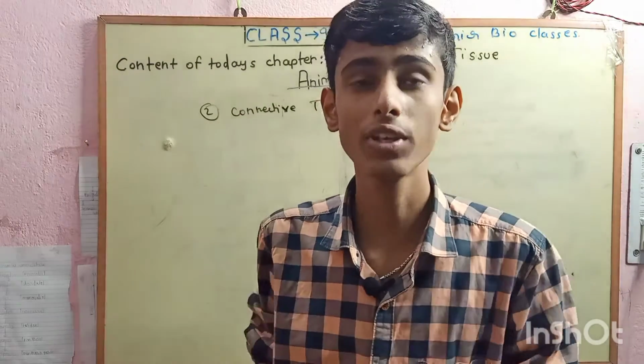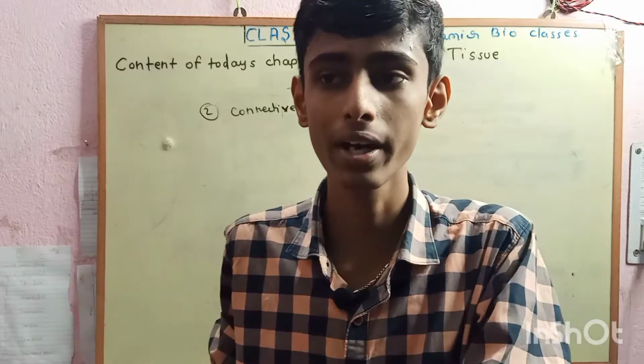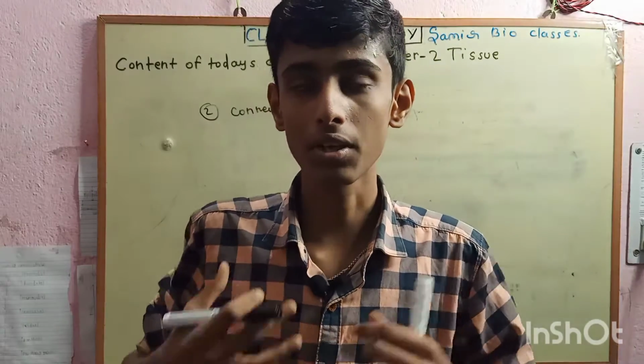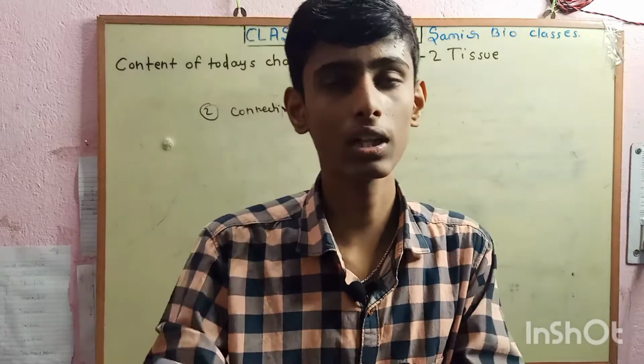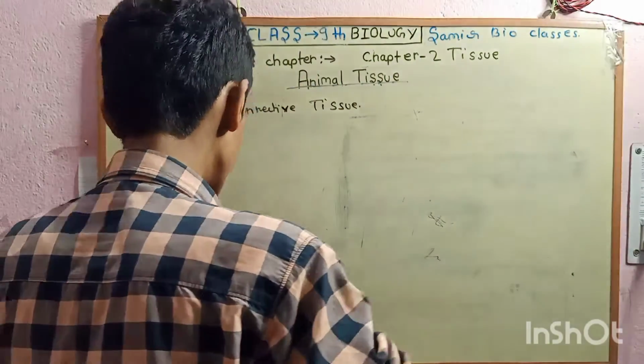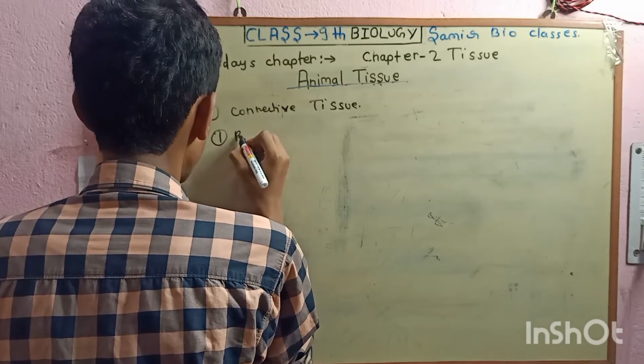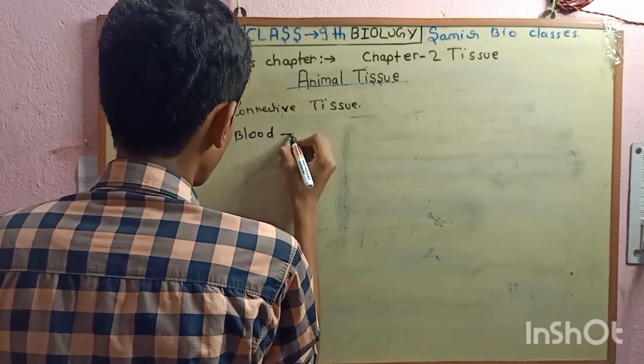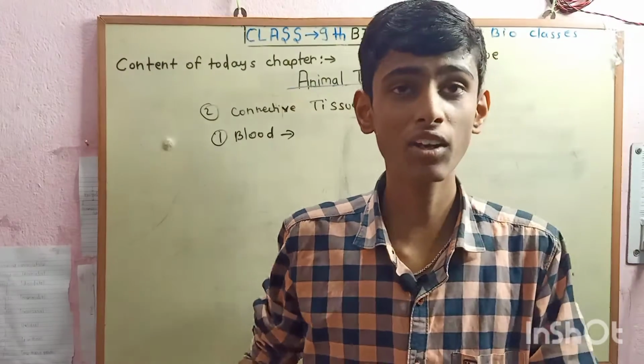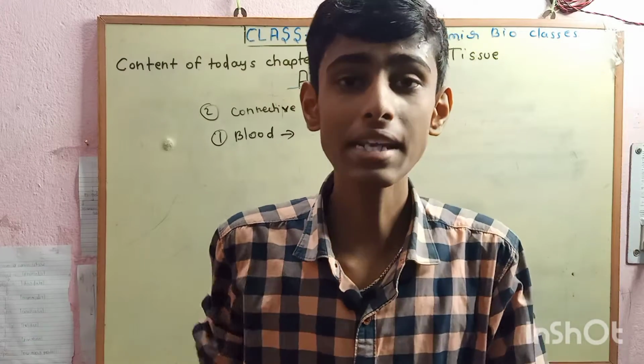So in connective tissue, first there is blood, which is a fluid connective tissue. You all know about blood. Blood is our fluid part which helps circulate in all the arteries and veins. In blood there is a fluid matrix which is known as plasma. In the plasma there are also three kinds of things that you have to know, and you are studying from various classes: RBC, WBC and platelets.